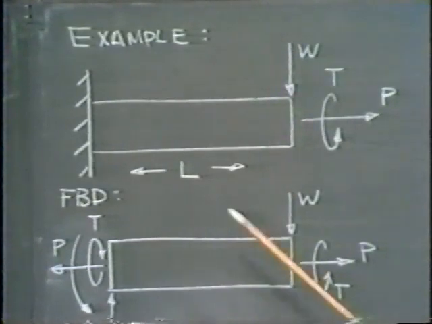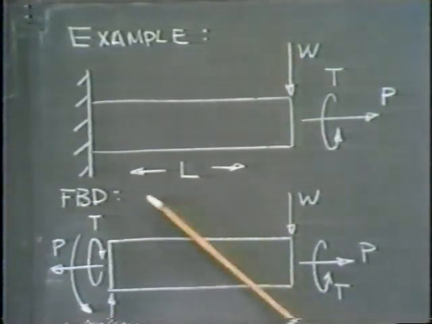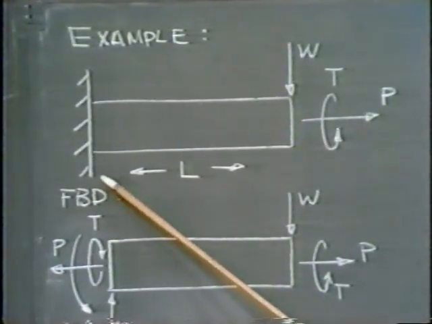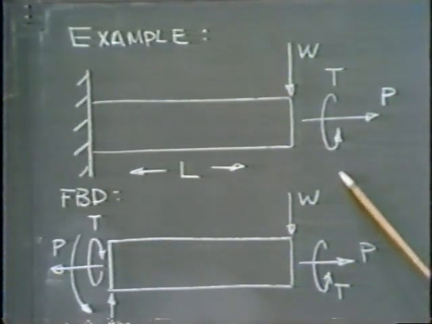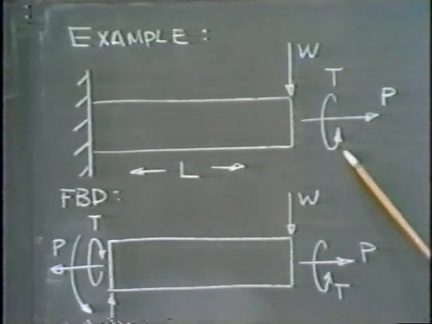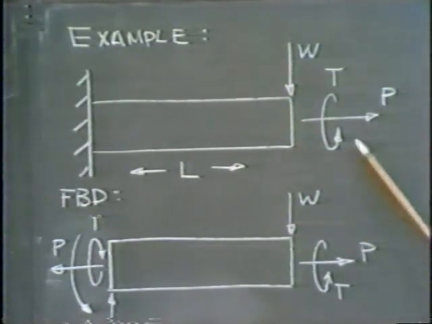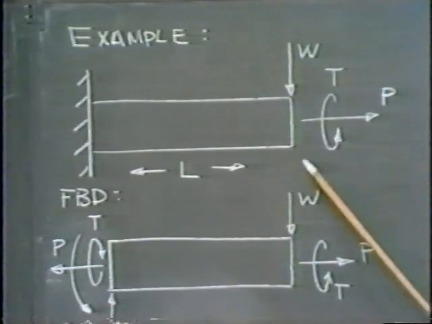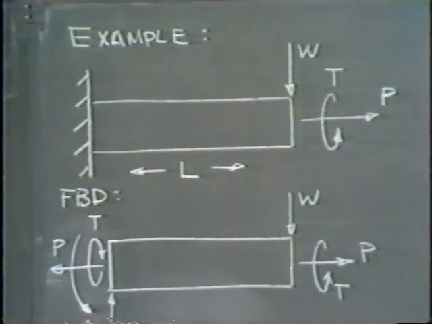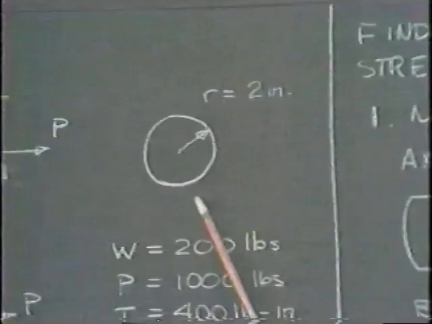Imagine a beam here of length L extending out of a wall. It's got 3 different types of loading on its free end: a torsional load I've labeled T, an axial load P, and a bending load here I've called W. Also over here, I've represented the cross-section of the beam. Notice it's circular.